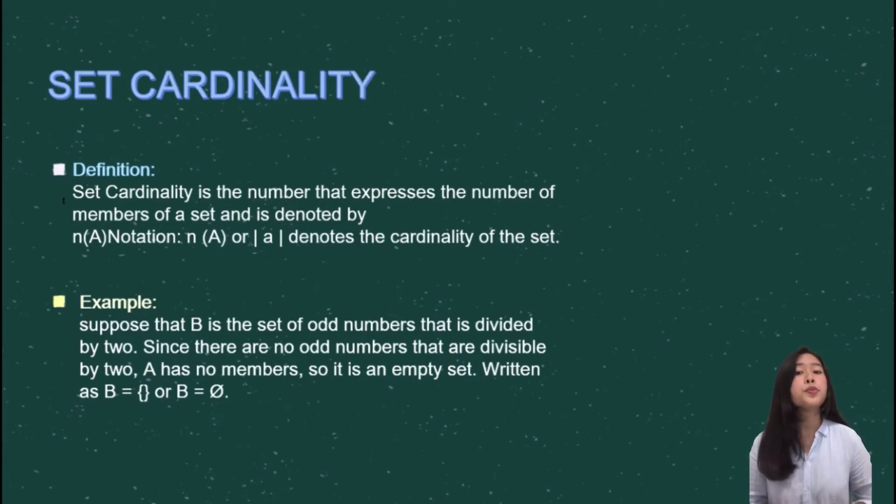Example, suppose that B is the set of odd numbers that is divisible by 2. Since there are no odd numbers that are divisible by 2, B has no members, so it is an empty set. Written as B equals the empty set like this, or B equals the empty set like this.